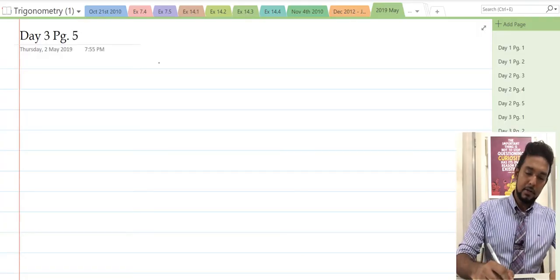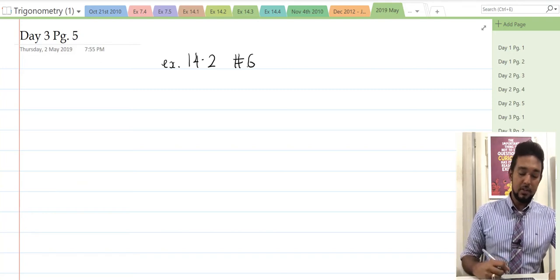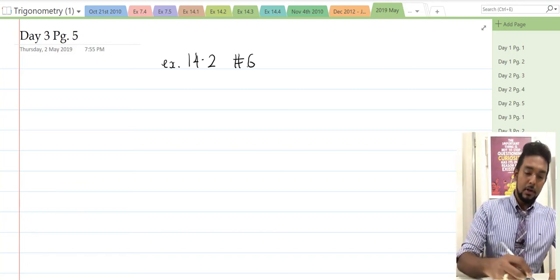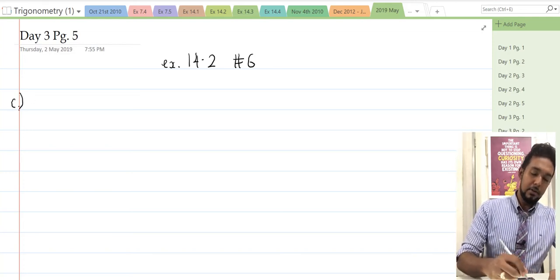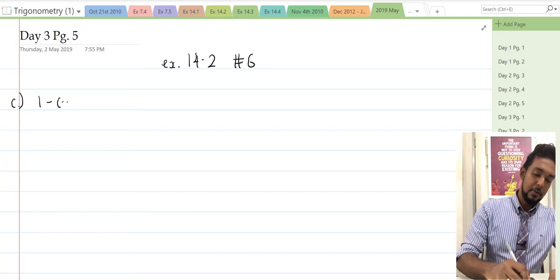All right, so we're back on exercise 14.2, number 6. So we're looking at part C, right? Okay, I see we're going on with parts here already. All right, so we have 1 minus cos theta over 1 plus cos theta.